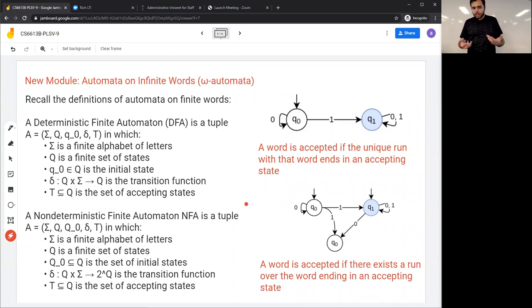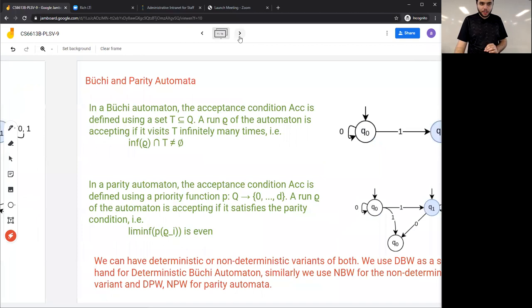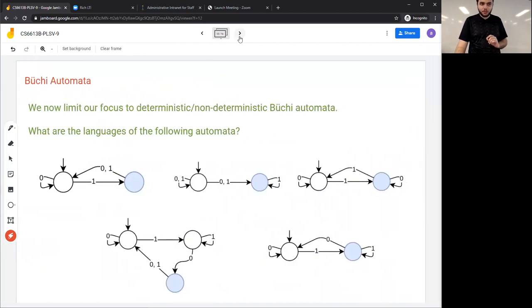So you can basically remove the non-determinism. Of course, it comes at a cost. Your state space becomes much larger, for example, if you've seen this subset construction. But in the end, the point is that the expressiveness of deterministic finite automata and non-deterministic finite automata is the same. If you have a language that has an NFA, it definitely also has a DFA. Now, what I'm going to show you is that this is not the case for infinite words, especially for Büchi automata.